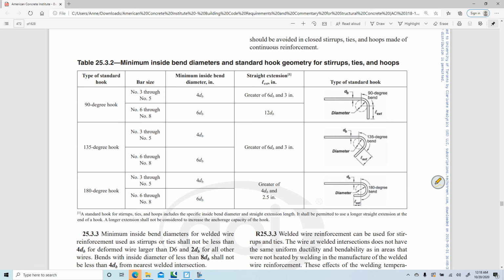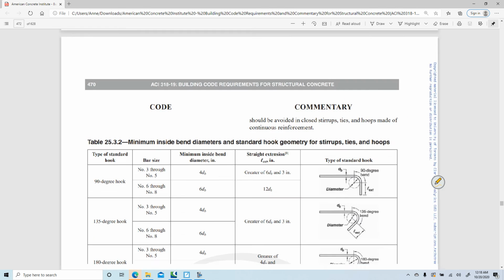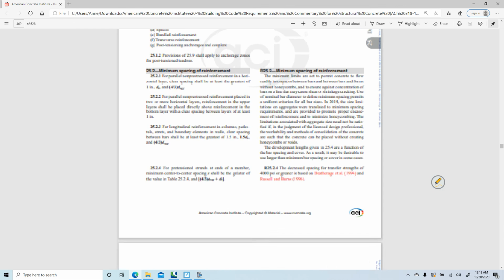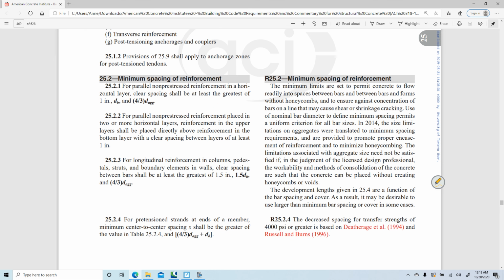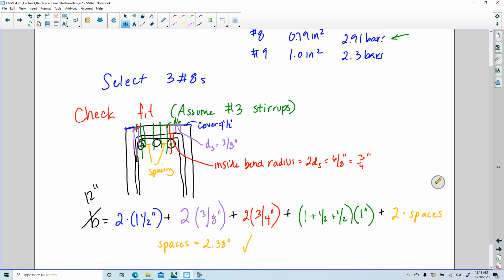Spacing was just prior to this, right? There it is. It has to be 1 inch. Bar diameter, I've got number 8, so that's 1 inch, and let's say that one doesn't apply. So I'm okay, right? My spacing was 2.38 and it needs to be greater than 1 inch. So you're good. So we checked our fit.